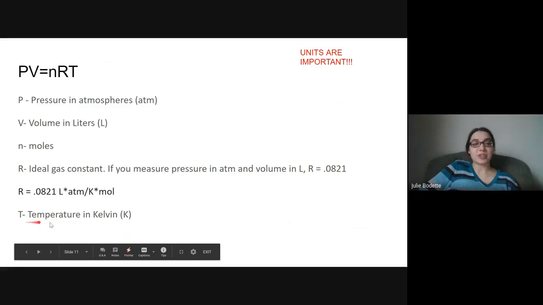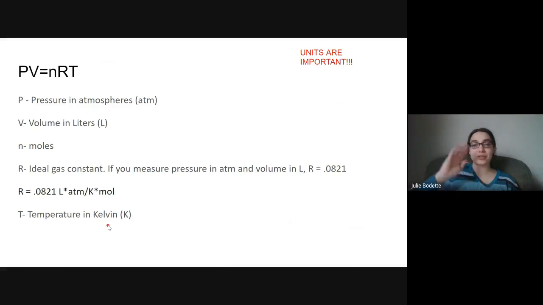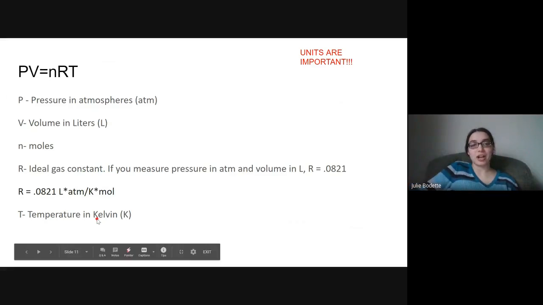Last we have T. So T is our temperature in Kelvin. And this is important. It has to be in Kelvin. No degrees Fahrenheit. First of all, Fahrenheit is hearsay. That's not scientific. That's what Americans use. So definitely no Fahrenheit, but not even Celsius. We need it in Kelvin.